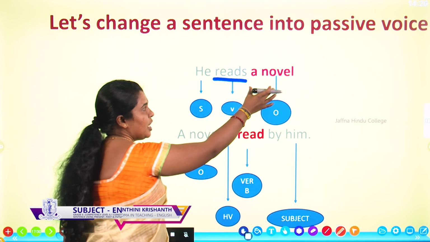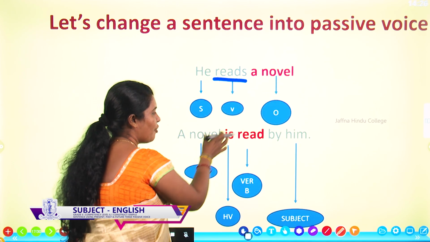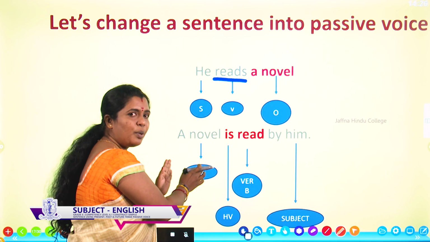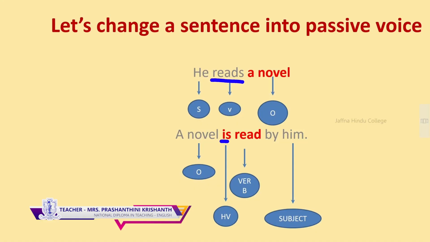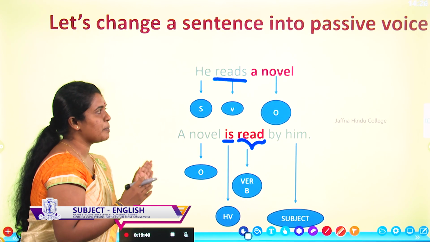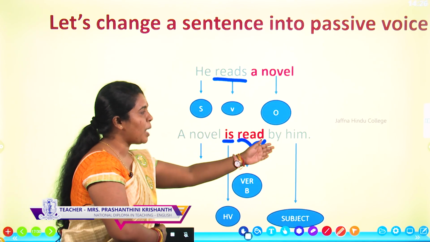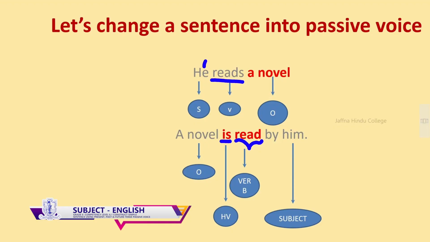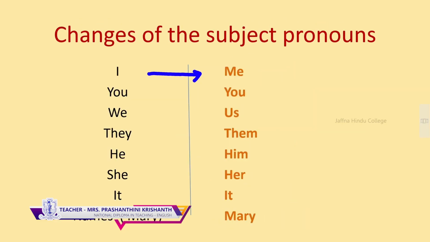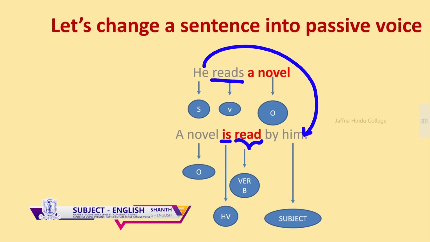So, how can you change? A novel wants to come first. A novel. Is it plural or singular? Singular. So, a novel is read. Right? This read means the past participle form of read. Okay? The past participle form of read, we pronounce as red. So, a novel is read by, he will be changed as him. Okay? So, in the previous slide, I taught you, he will be changed as him. Right? So, you can change the sentence easily. Right. Let's move to the next one.